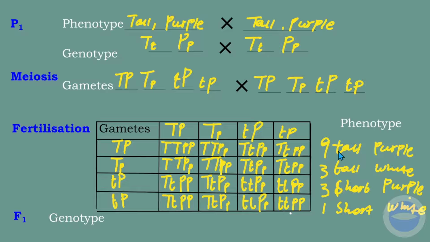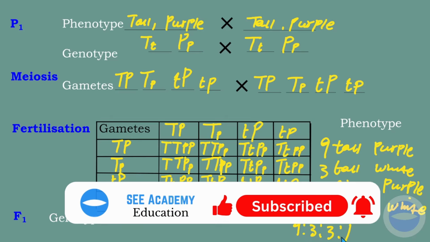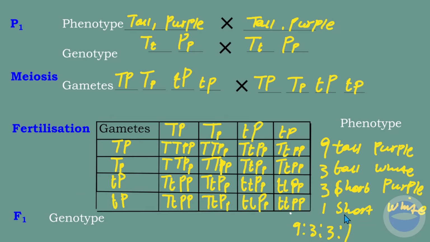So here we just have to memorize. This is the ratio. We have 9 dominant alleles and we have 3 dominant and recessive, and then we have 3 dominant and recessive, and we have 1 recessive. So the ratio is 9 to 3 to 3 to 1. This is the ratio if they say find the phenotype ratio. So the phenotype ratio is 9 to 3 to 3 to 1.